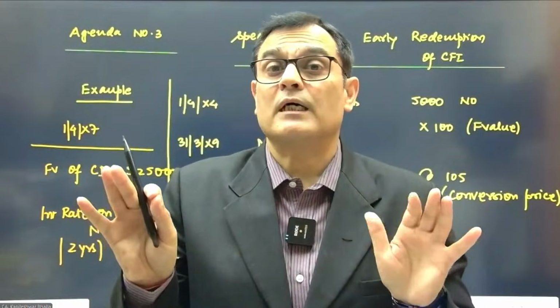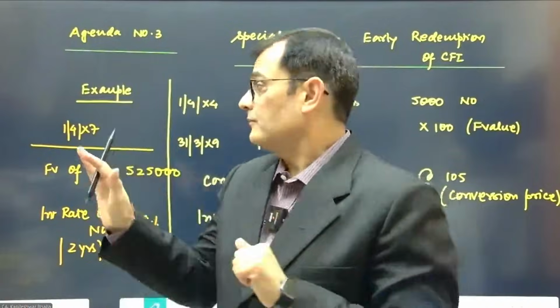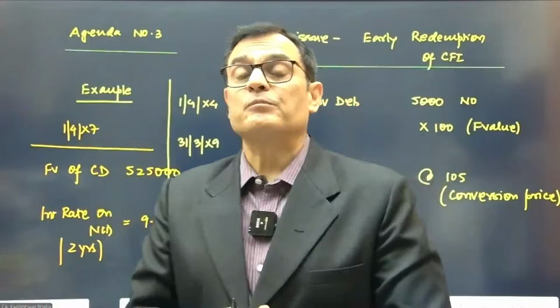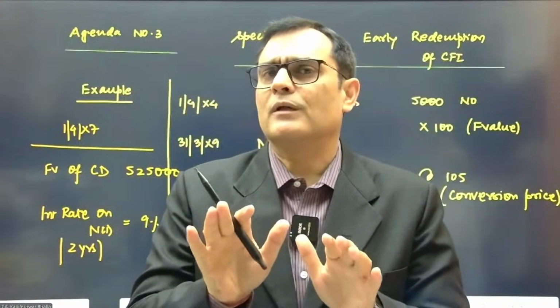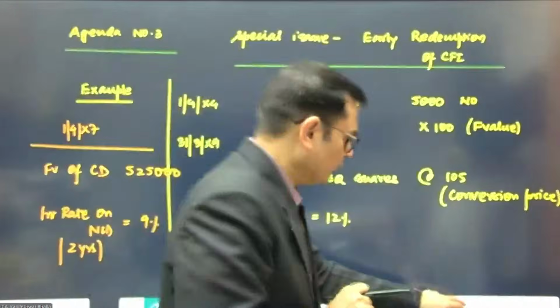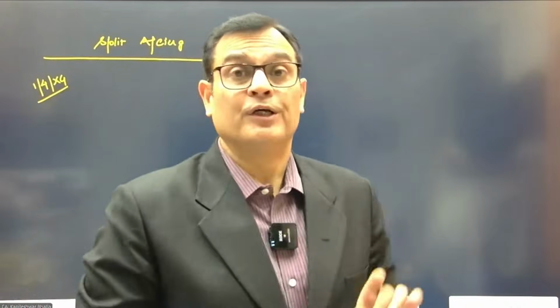Let's make the ledger account up to 31st March X7, up to the date when the offer is made to the debenture holder. Let's do the usual accounting and then we'll see what is to be done. So we are going to do a split accounting. This is the split accounting which is being done on 1st April X4 on the initial recognition of the CFI.